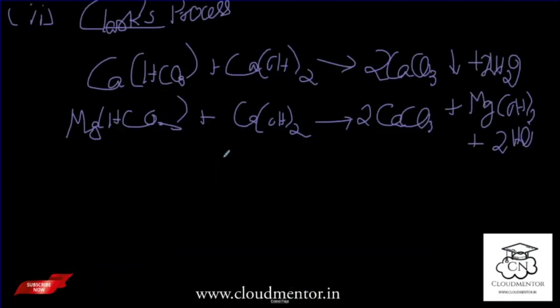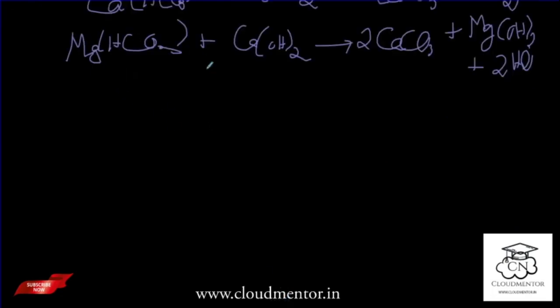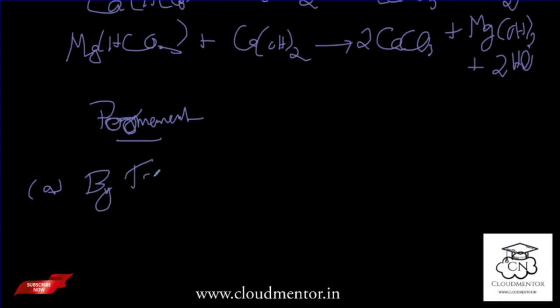Now these two processes are for temporary hardness, and now we need to know the methods for removing permanent hardness. The first method is by treatment with sodium carbonate, that is Na2CO3.